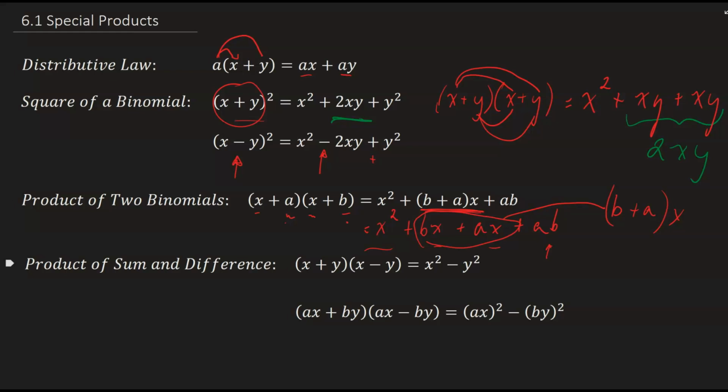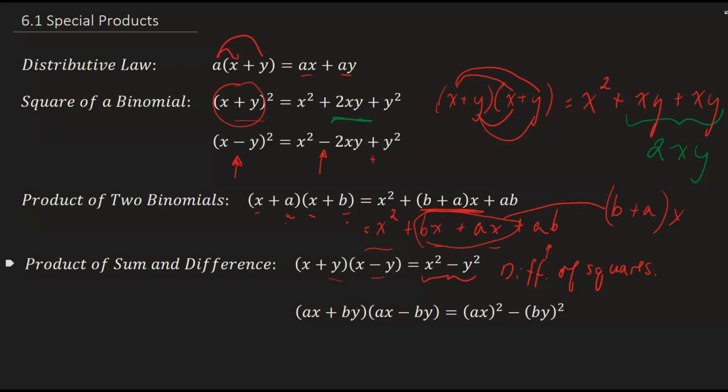In the next one, the product of a sum and difference. So we have the sum of x plus y and the difference of x minus y, and it always turns out to be x squared minus y squared. Or in other words, we call this one a difference of squares. And later on, we're going to factor a difference of squares. We'll be recognizing them and going back to the factors.